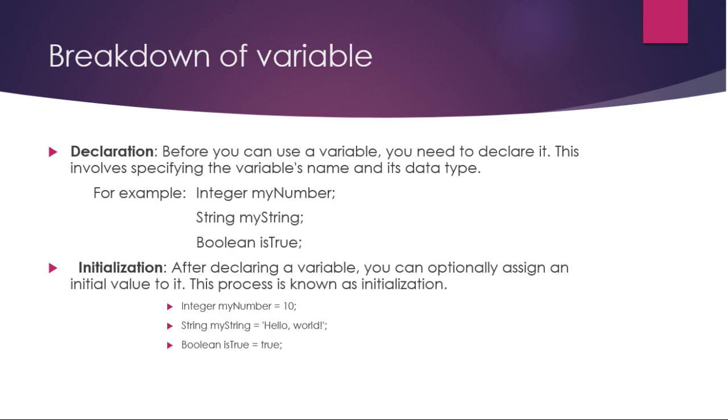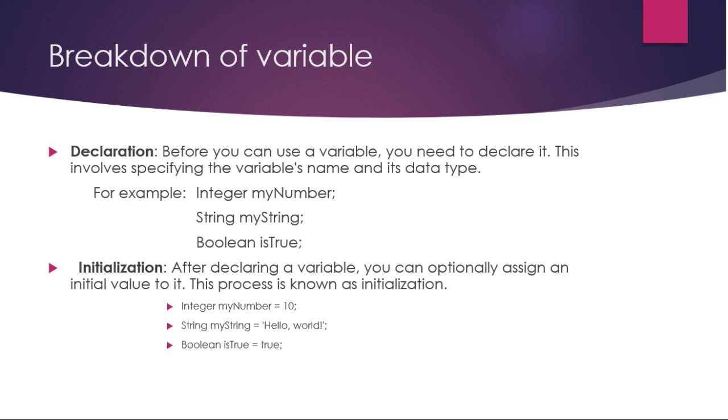So variable declaration. Before you use a variable, we have to declare it. So declaration means we have to specify the variable data type and variable name and assign the value to that variable. So there are two ways we can declare and initialize. Declaration is like without giving any value to that variable. Simply we give it a data type and a variable name and end with a semicolon. So that comes as the declaration.